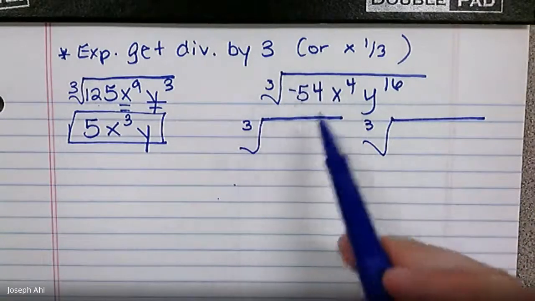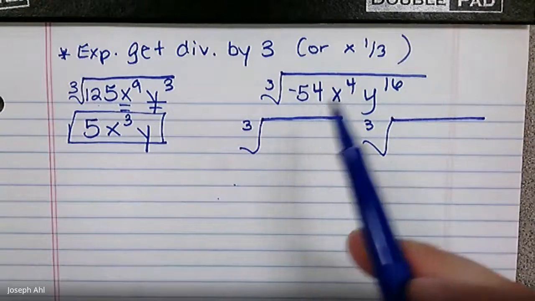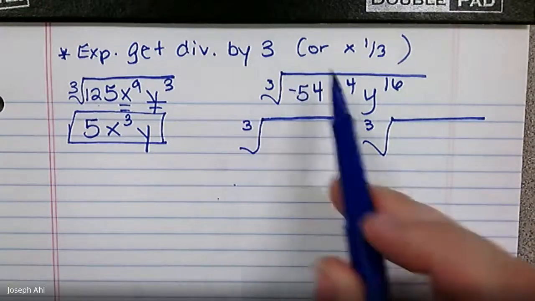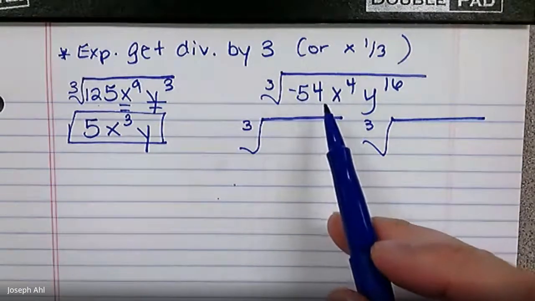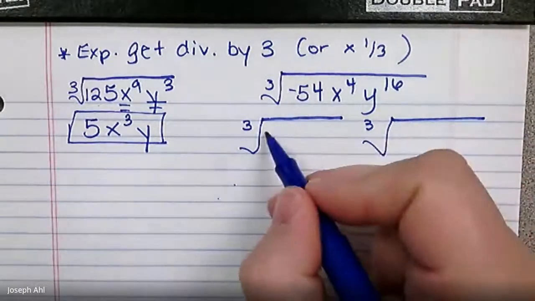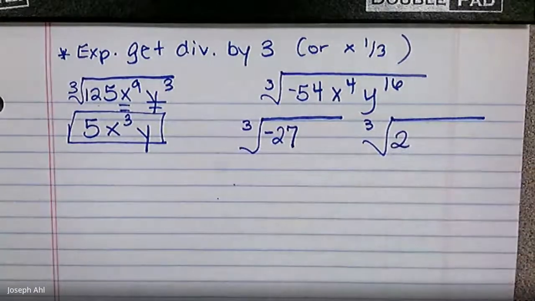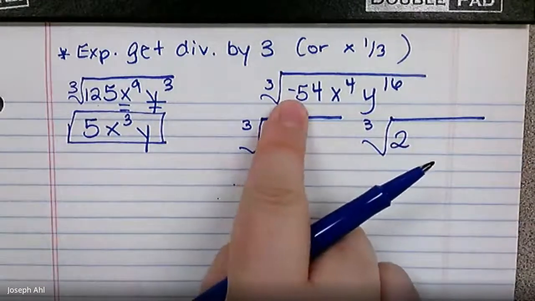What's the biggest perfect cube that goes into 54? Think about your list. We have 8, 27. 64 is already too much. 27 is going to go in twice. And since this is negative, I'm going to keep the negative with the 27 and put the 2 over here. Okay, negative 27 times 2 is definitely negative 54.